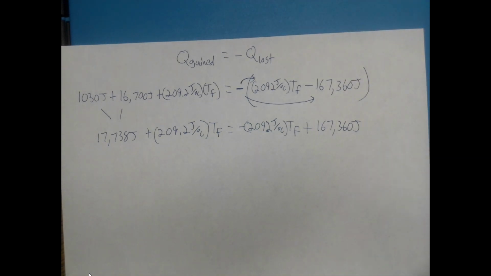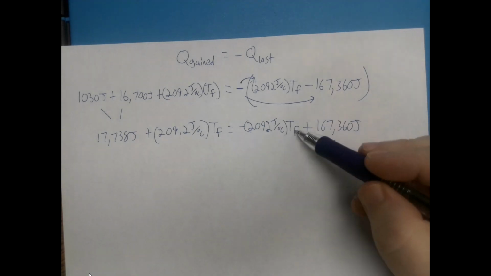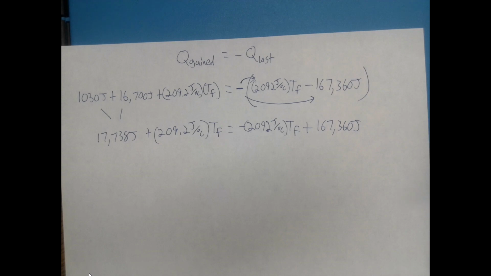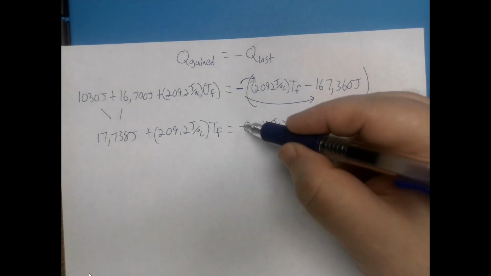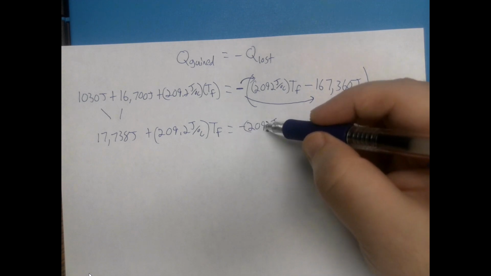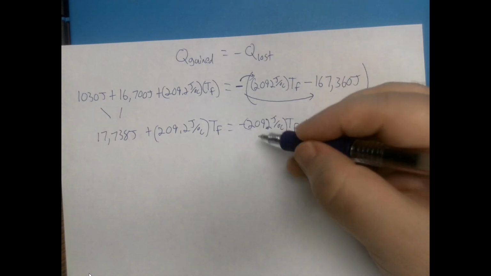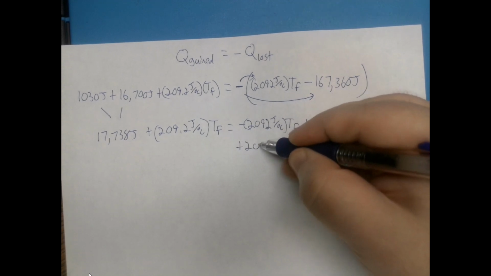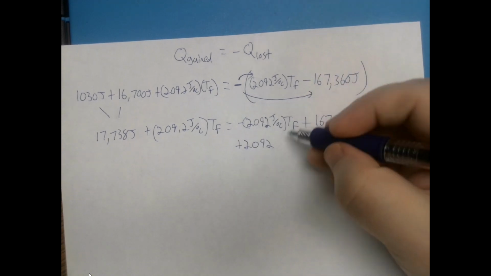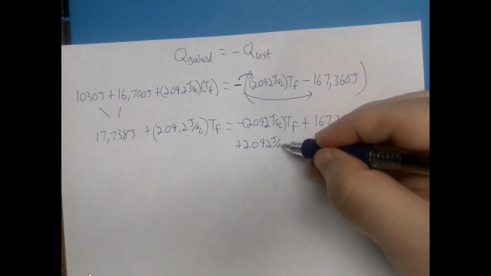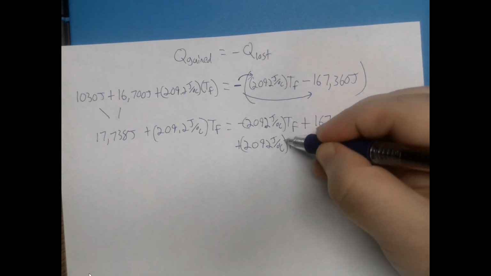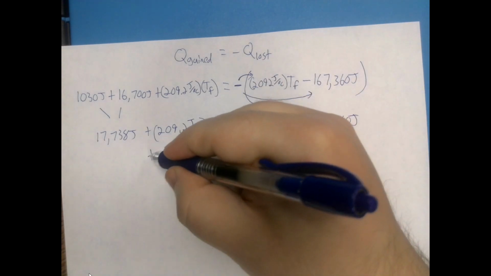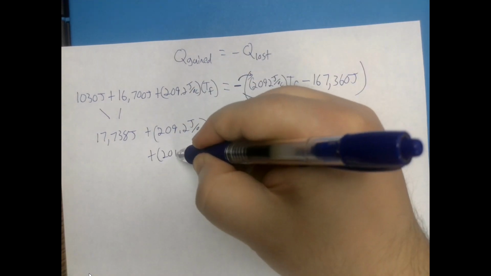Now we have our final equation, and we just need to solve for final temperature. We have two final temperatures. We need to combine them to one side and everything else on the other. So to get rid of minus 2092 TF on this side, I'm going to add it to both sides.